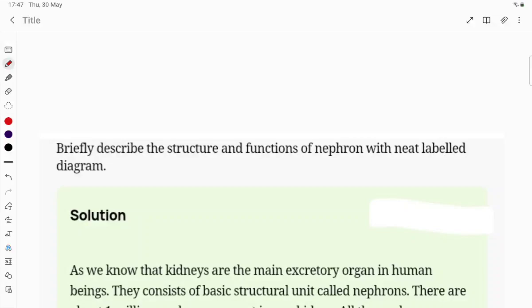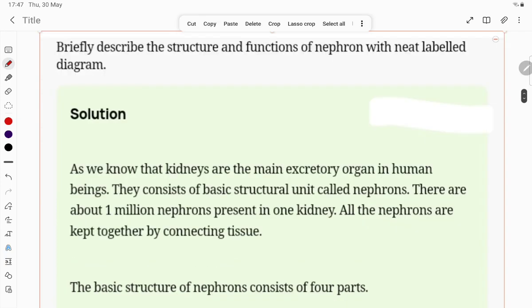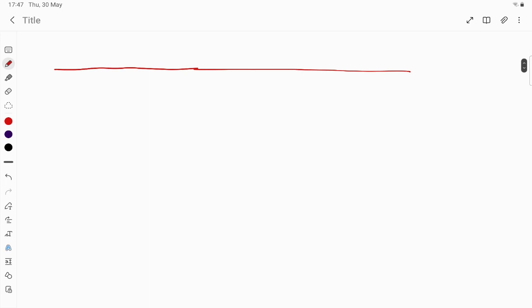Hi students, let's try to understand a problem. Briefly describe the structure and function of nephron with the neat label diagram. Now students, they are saying that we have to draw the diagram of the nephron also. Each nephron is composed of six parts. Okay, let us see.